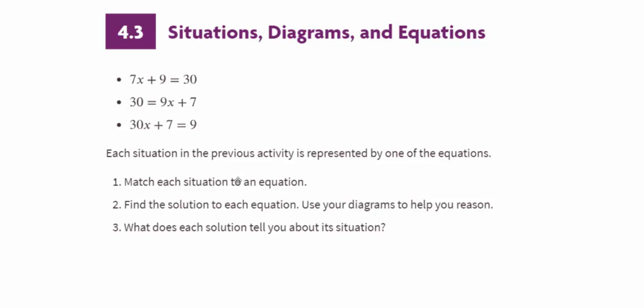Okay, 4.3, situations, diagrams, and equations. So we have 3 equations here, and it says each situation in the previous activity is represented by one of the equations. So we had 5 situations previously, so some of these equations might go to 2 or more of the situations. So let's do number 1. Match each situation to an equation. So let's do that first.